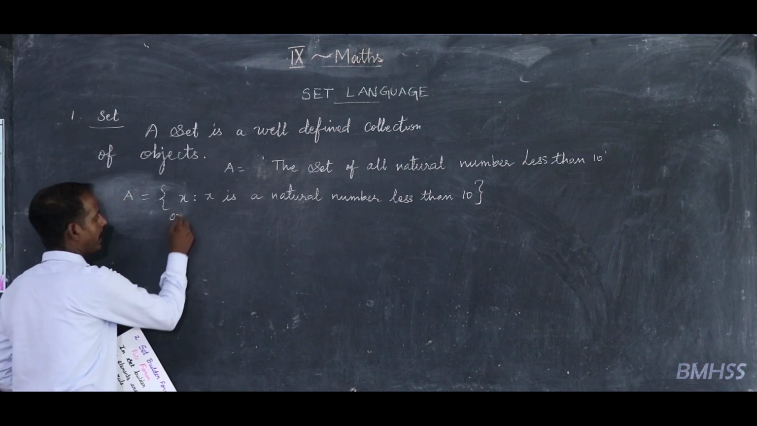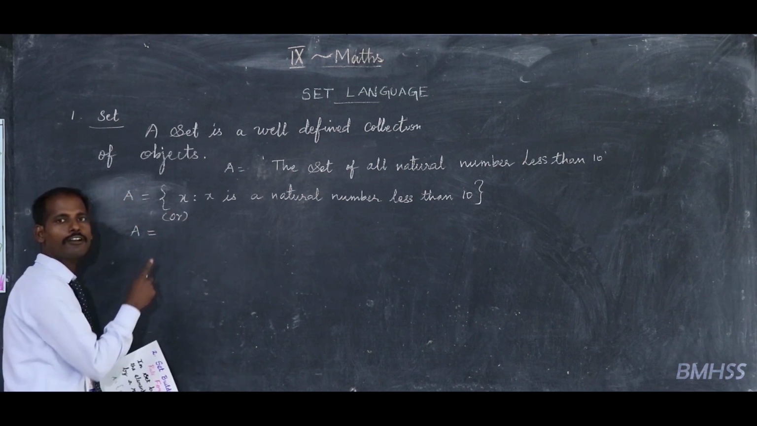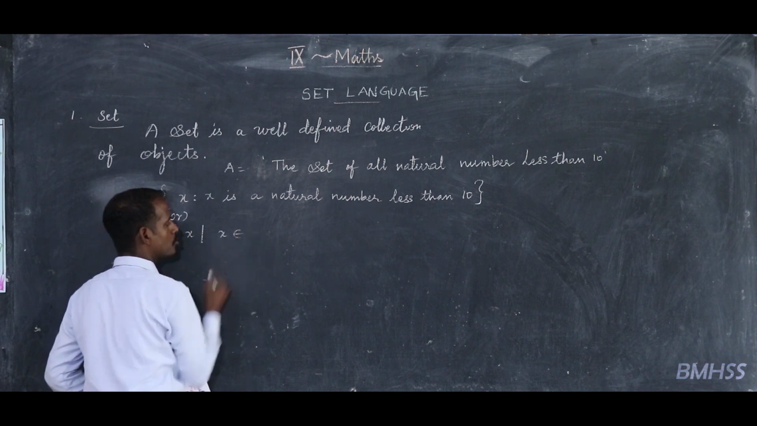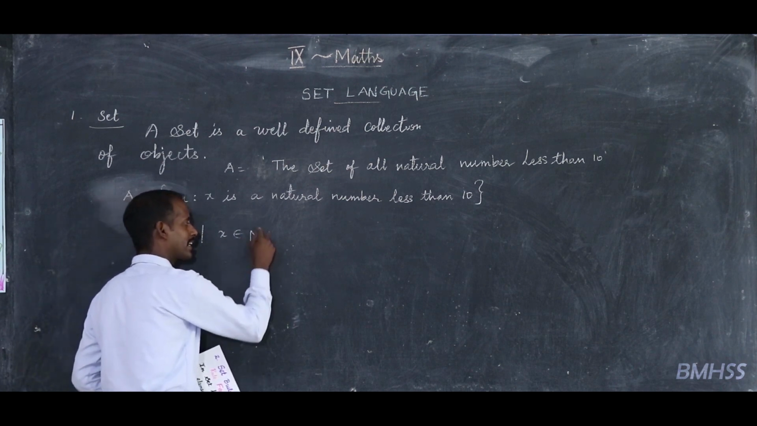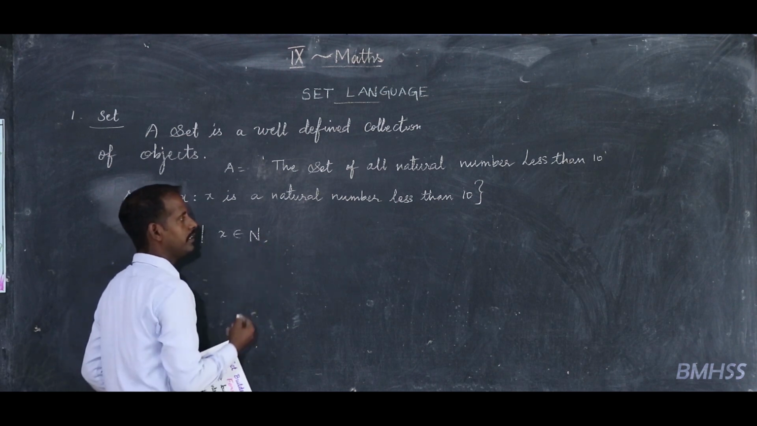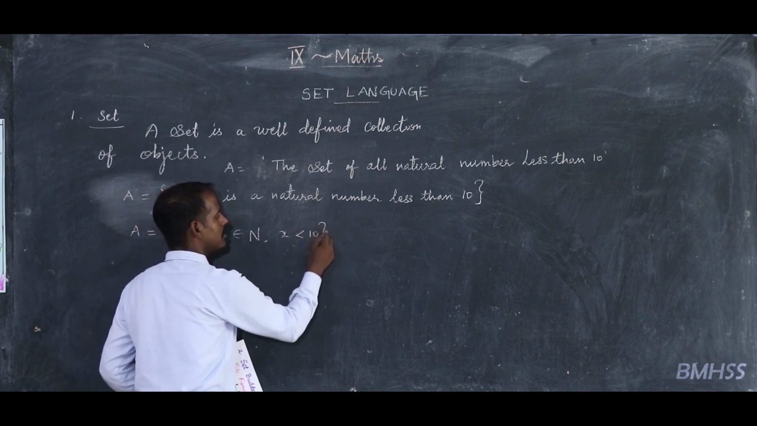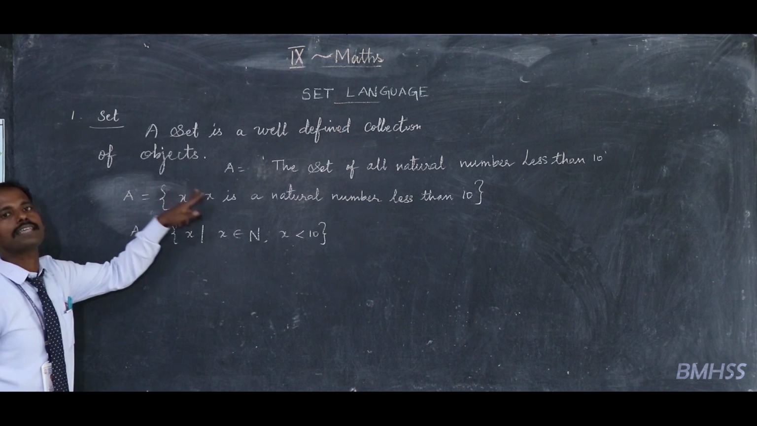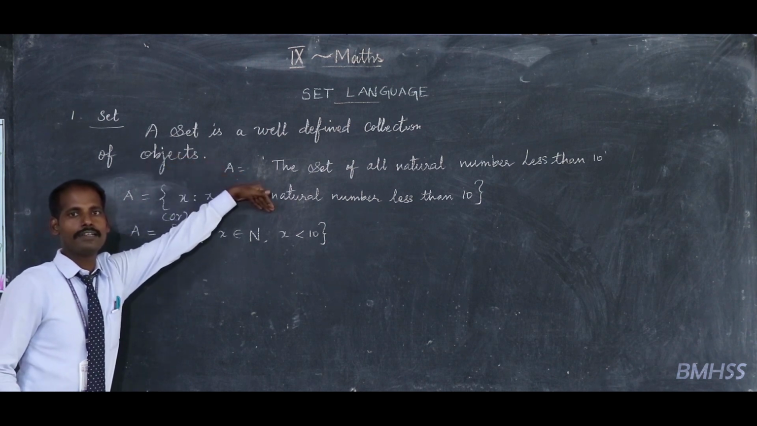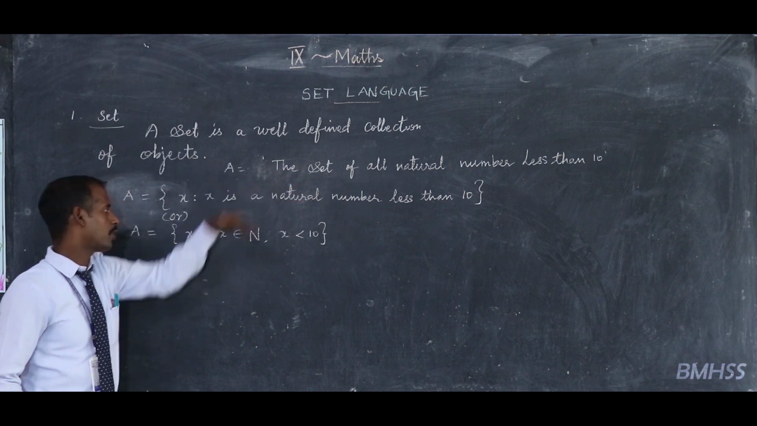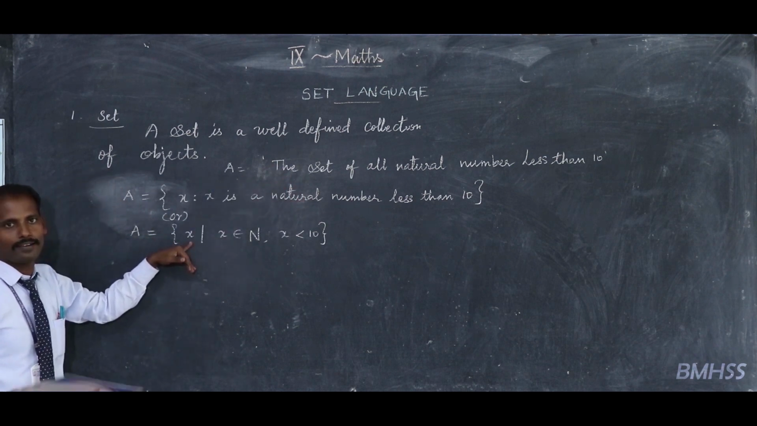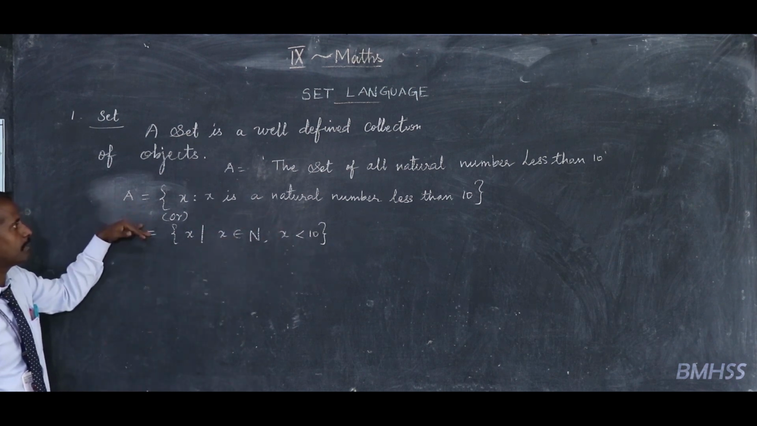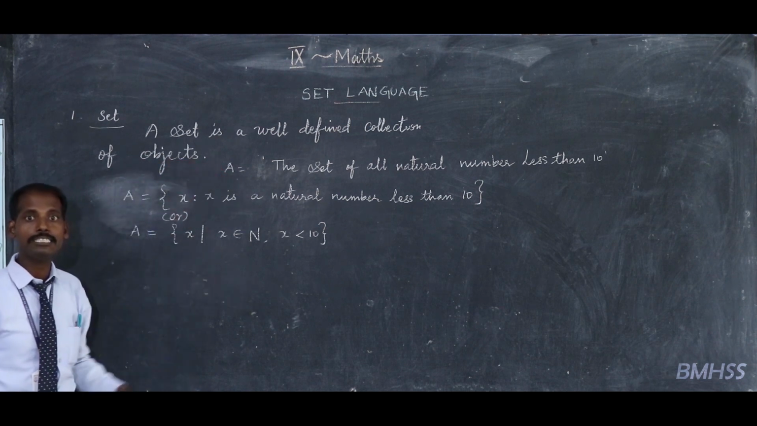Here is another type of set builder form. We can also write this method: x such that x belongs to natural numbers, natural numbers denoted by capital N, and x less than 10. This is also set builder form. These are two types: one is x is a natural number, and this also, x belongs to natural numbers, x less than 10. This is the condition. This is set builder form. This is descriptive form. Another one is roster form.